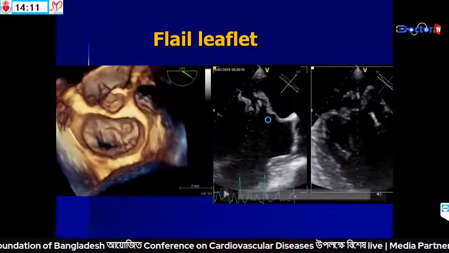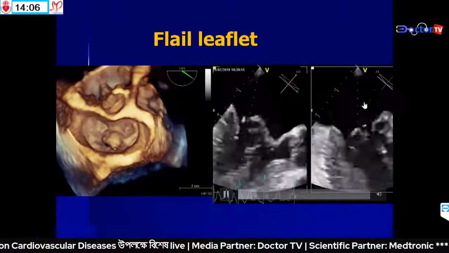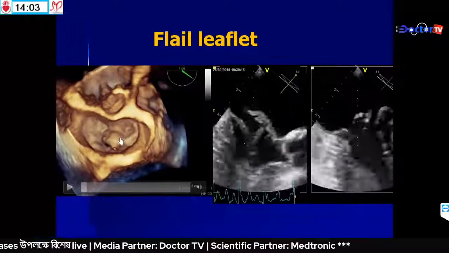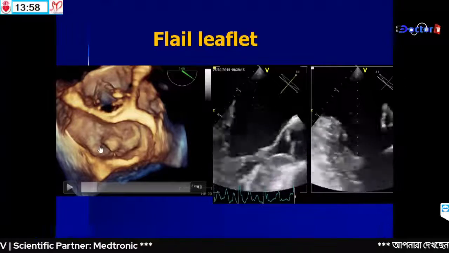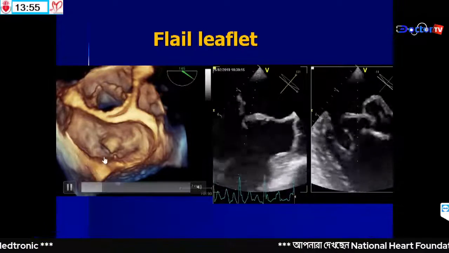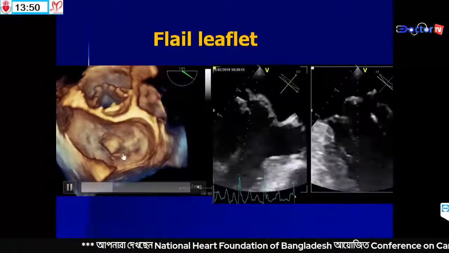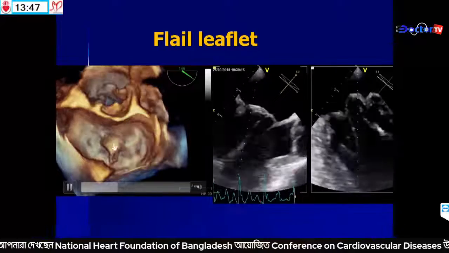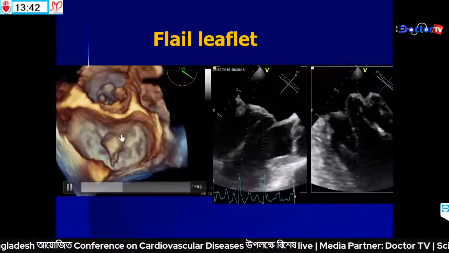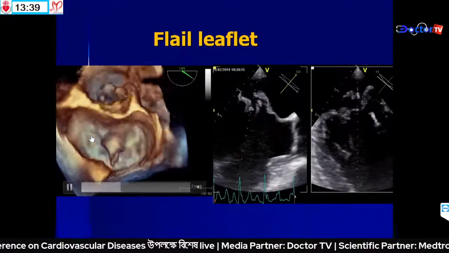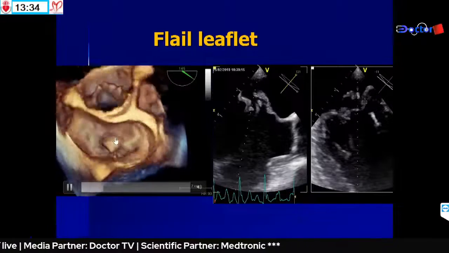And this was a flail leaflet. You can see the anterior leaflet is completely flailed in the 2D echo, and you can see here also a moving picture of a flail 2D image. This was a flail leaflet with a chordae also. You can see this flail, chordae, and the 2D and 3D P2 image also.